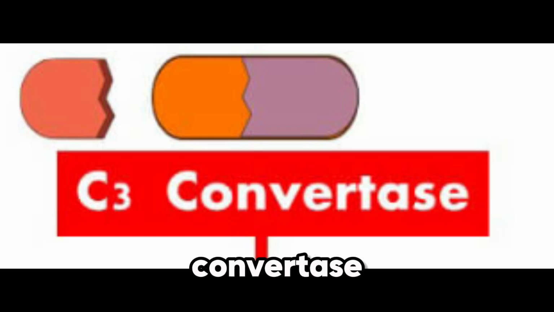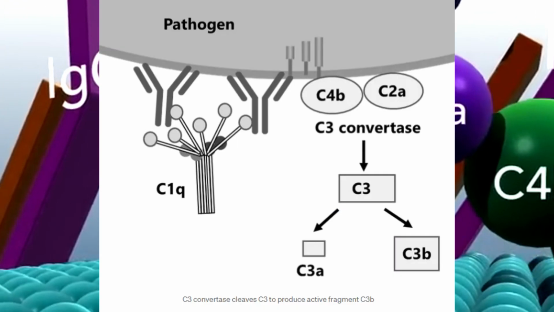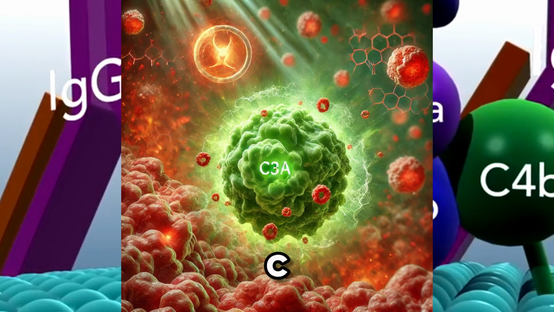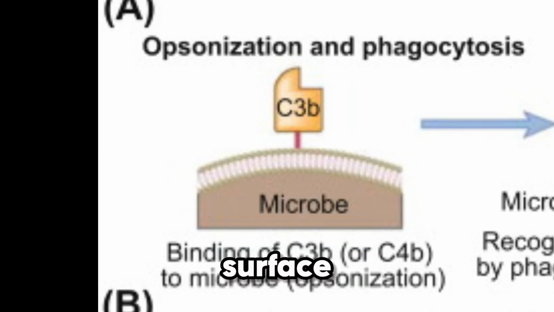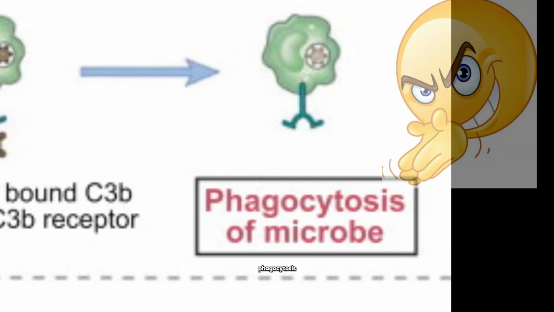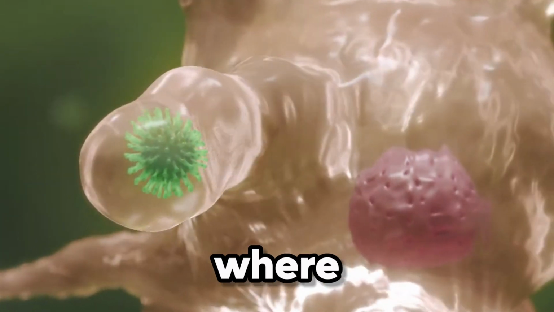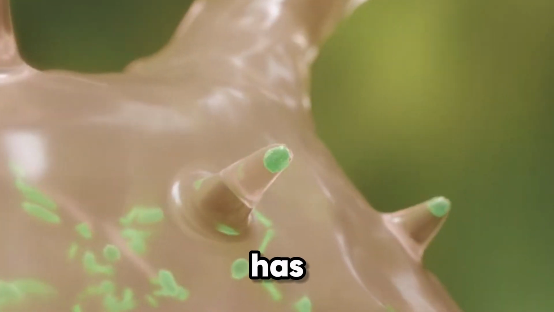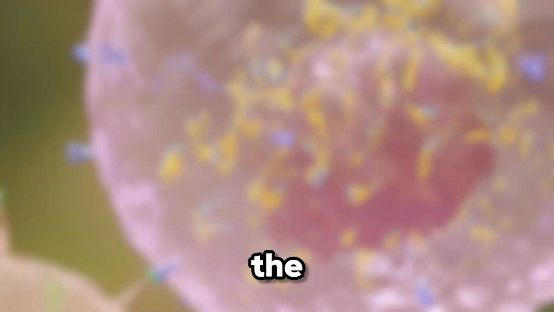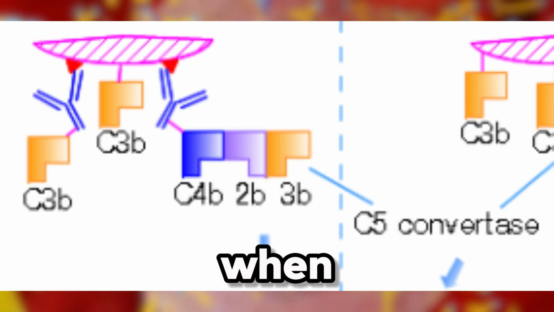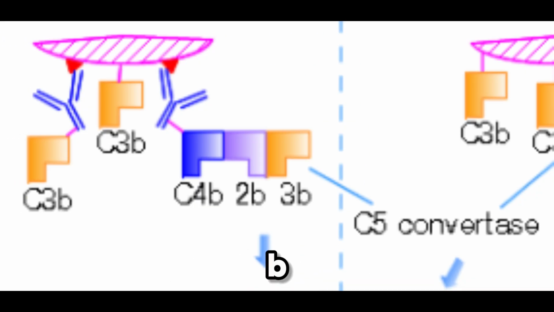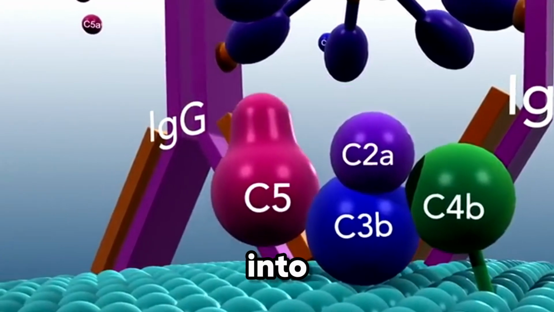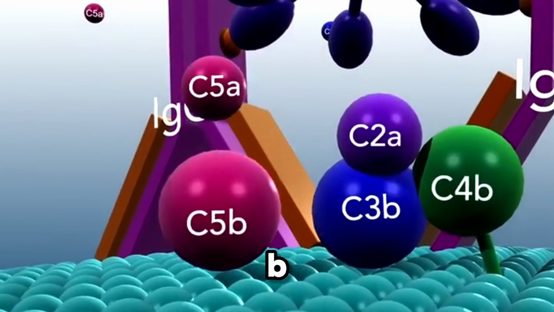The C3 convertase cleaves C3 into C3a and C3b. C3a promotes inflammation, while C3b binds to the pathogen's surface, tagging it for destruction through phagocytosis, a process where immune cells engulf and digest the invader. But C3b has another job. It helps form the C5 convertase. When C3b joins the C4b2a complex, it creates a new enzyme that cleaves C5 into C5a and C5b.